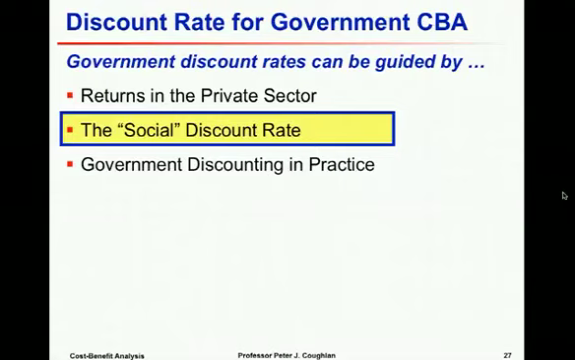So just so we're clear, and you'll get to it when we see what's done in practice by the government, you will see that it is tied to or related to returns to the private sector. But beyond the self-interested perspective of returns to the private sector, there's also this idea of the social discount rate that tends to guide government discounting. What do we mean by that?